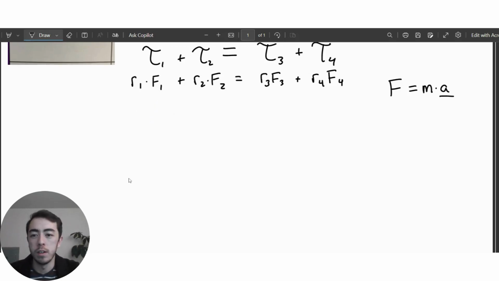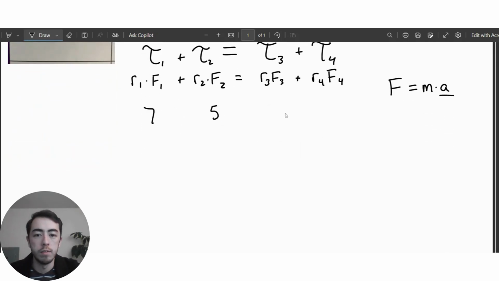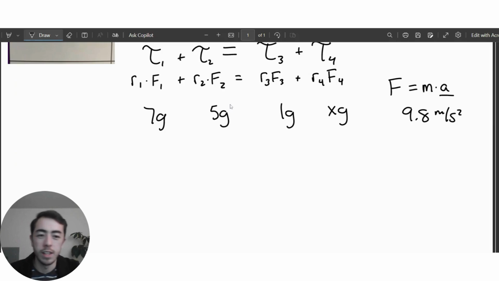So here are the masses. Let's see, 7, 5, 1, x. And then I'll multiply all of these with G for gravity. On Earth, it's around 9.8 meters per second squared, but I think they're all just going to cancel out, so it doesn't really matter what gravity is.